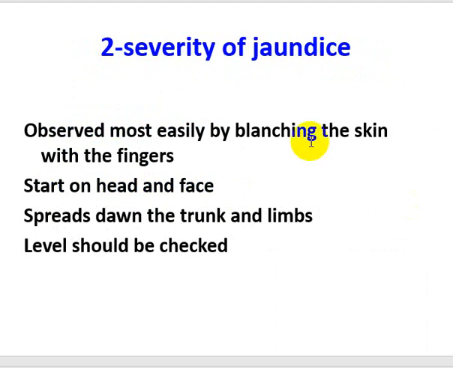Again, we will continue talking about the assessment of neonatal jaundice. We talk about the first point, which is age of onset of jaundice. The second point is severity of jaundice. What is the level of jaundice? First, we need to measure total serum bilirubin. In the beginning, the jaundice is observed in the head and face, then starts to spread down the trunk and limbs. Of course, the level should be checked, and we can conclude that if the jaundice is involving the whole body, it is severe.